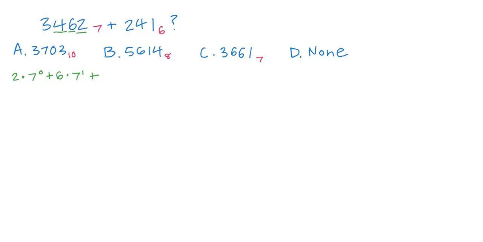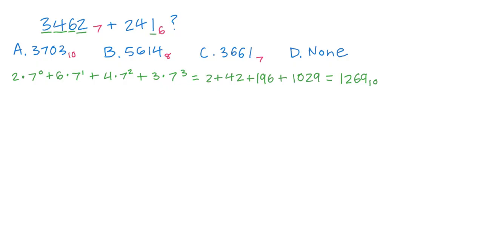Then we have a 4 times 7 squared plus 3 times 7 cubed. And then we just simplify this. So we have 2 plus 42 plus 196 plus 1029. And this is equal to 1269 base 10.